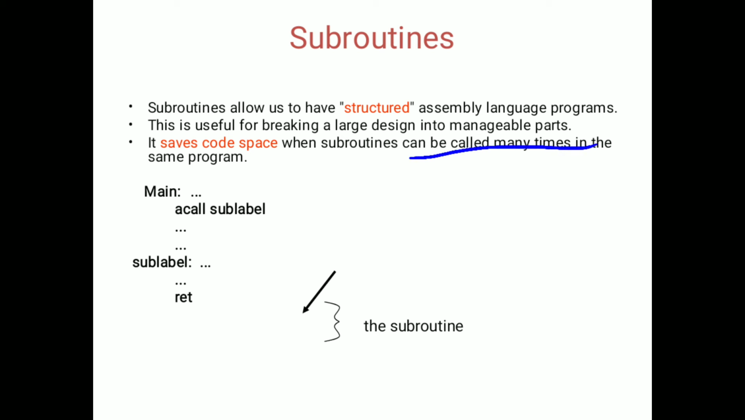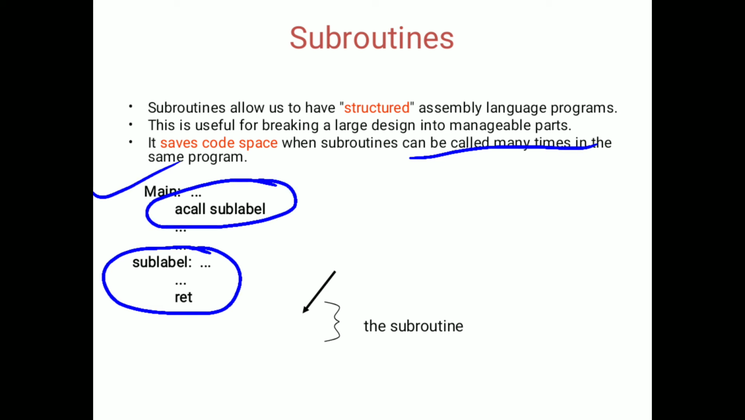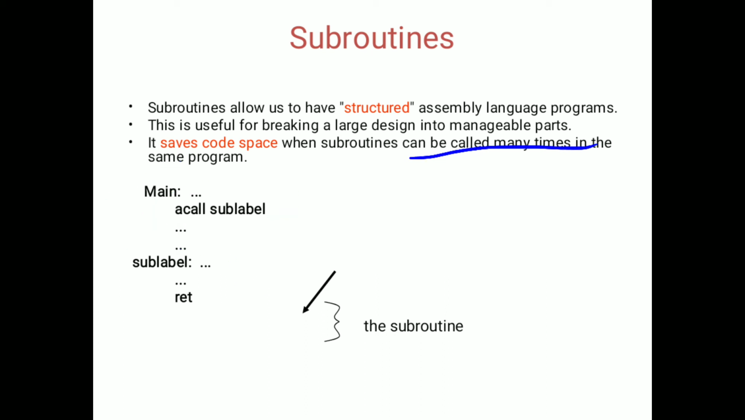For example, suppose this is a main program. In this main program there is one subroutine, defined by sublabel. Whenever we require this subroutine, we write this command in the main program: call sublabel. If we write this command 4 times, then 4 times this subroutine will be called. However many times we need it, we can use the subroutine.